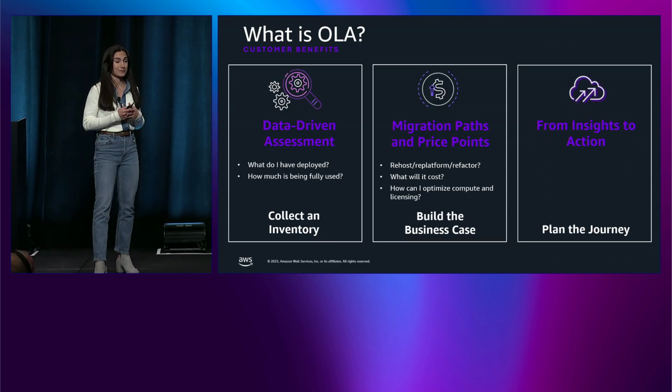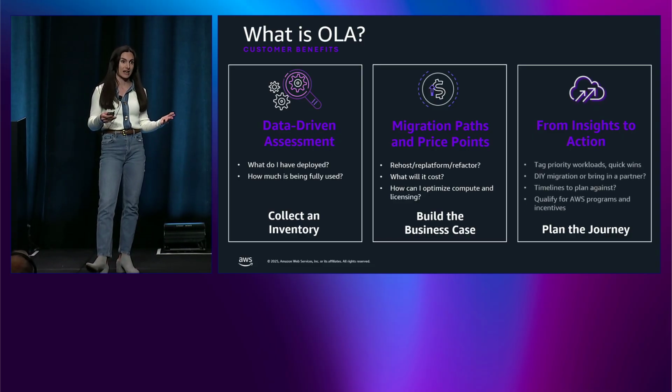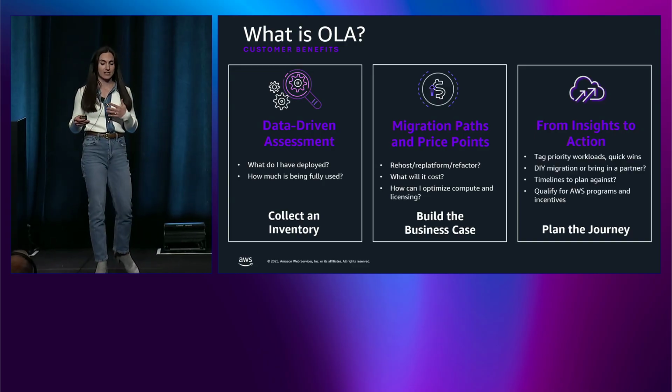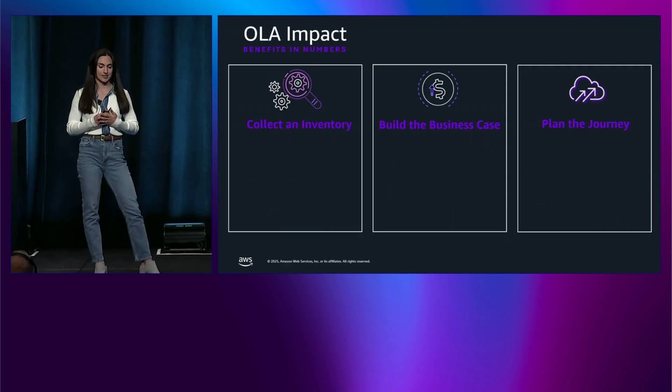All right, so for customers who are considering a new migration to the cloud, the OLA data also serves as the building blocks for helping you plan the journey. A lot of times you're working with a partner on the assessment, sometimes they're working with the AWS account team, and this data just helps them dive deeper to understand what your priorities are, what your timelines are around migration, and importantly, this program also helps qualify you for different AWS programs and incentives.